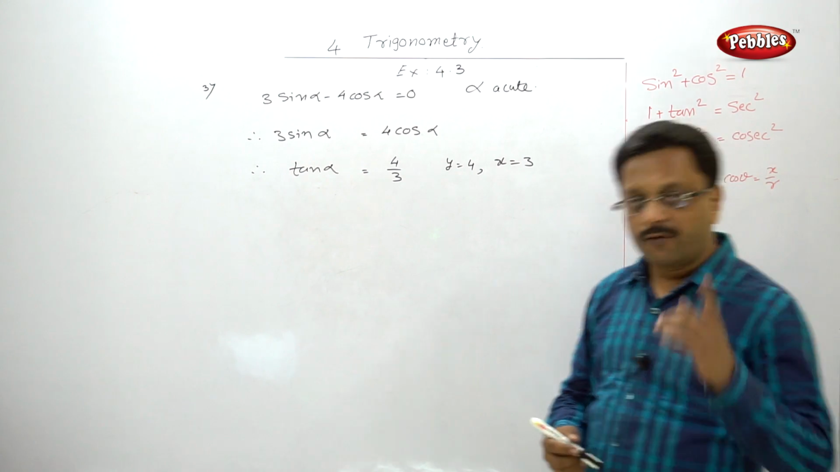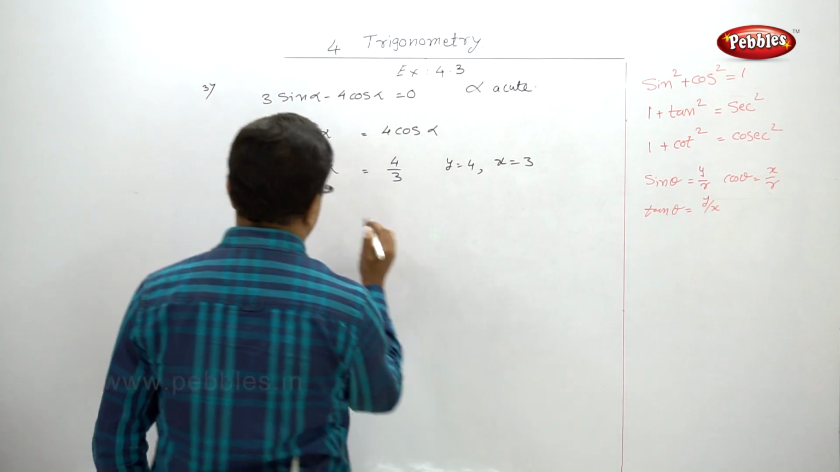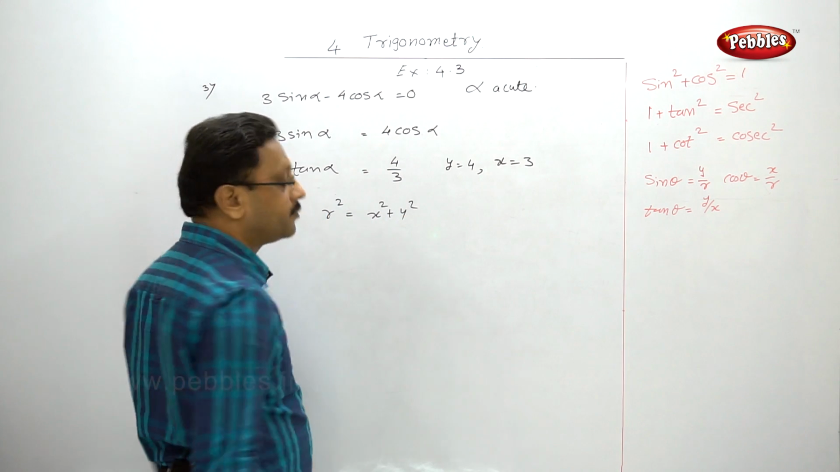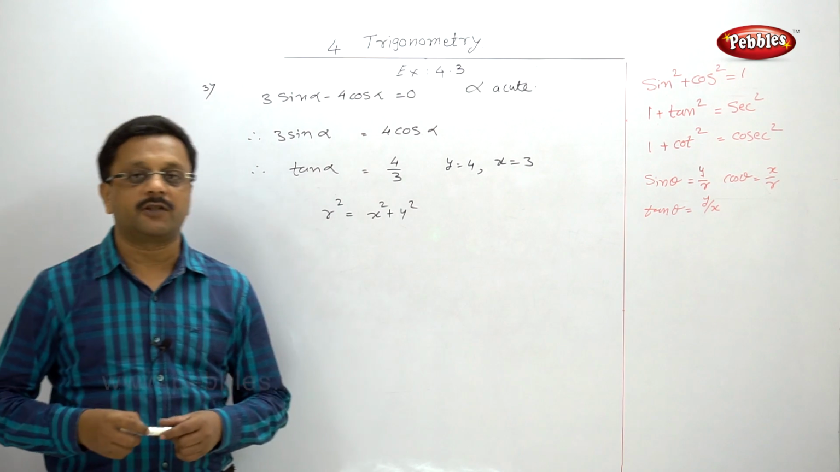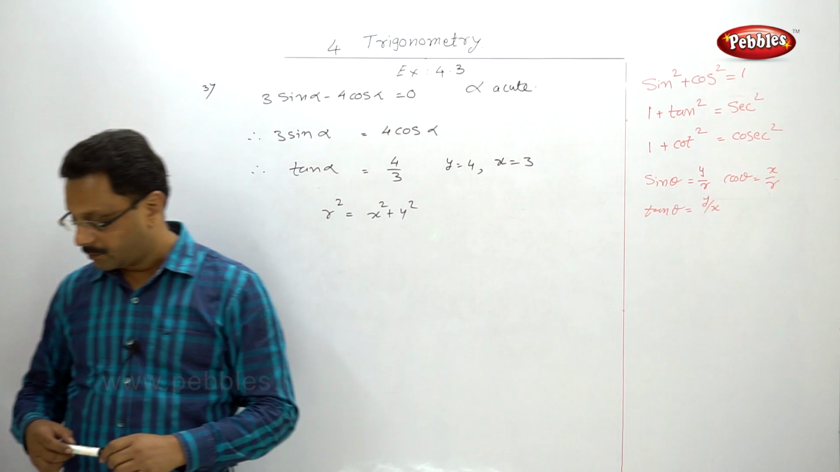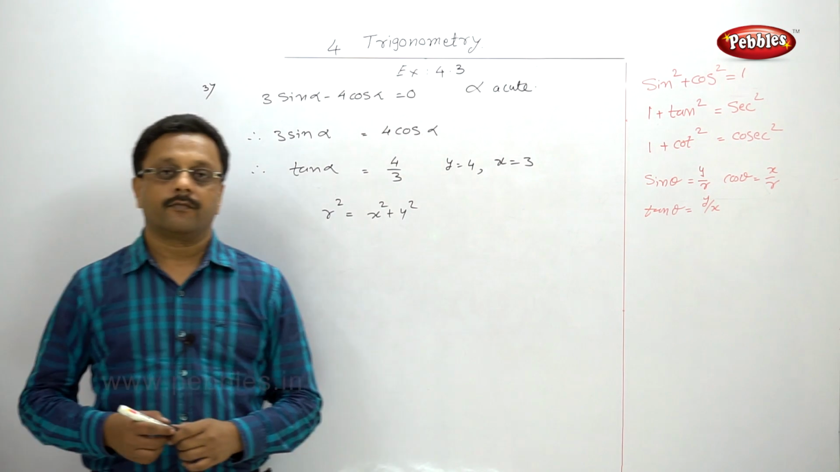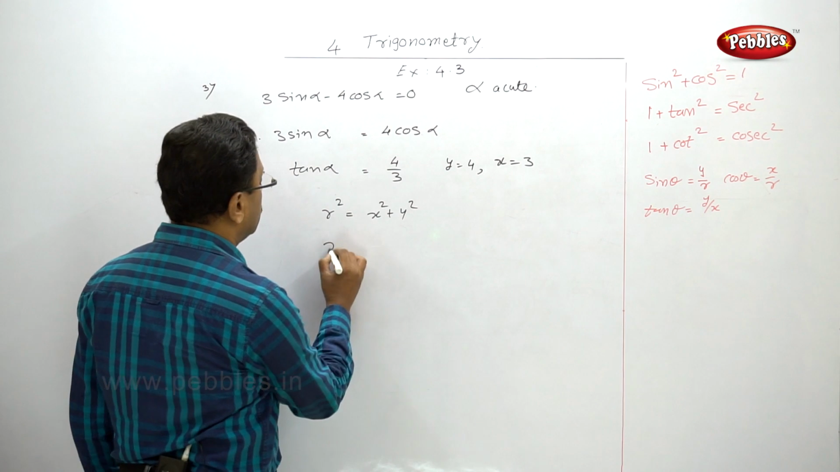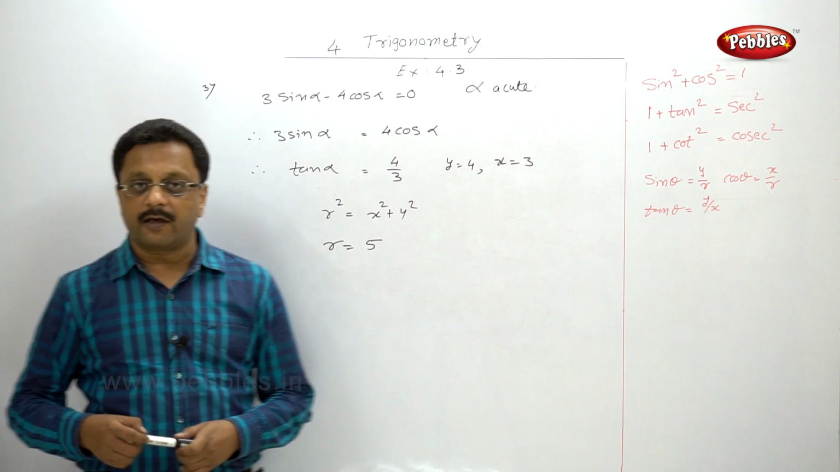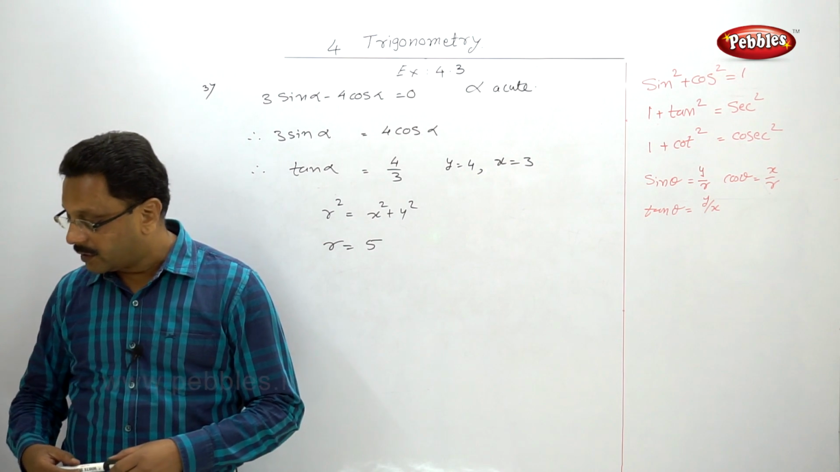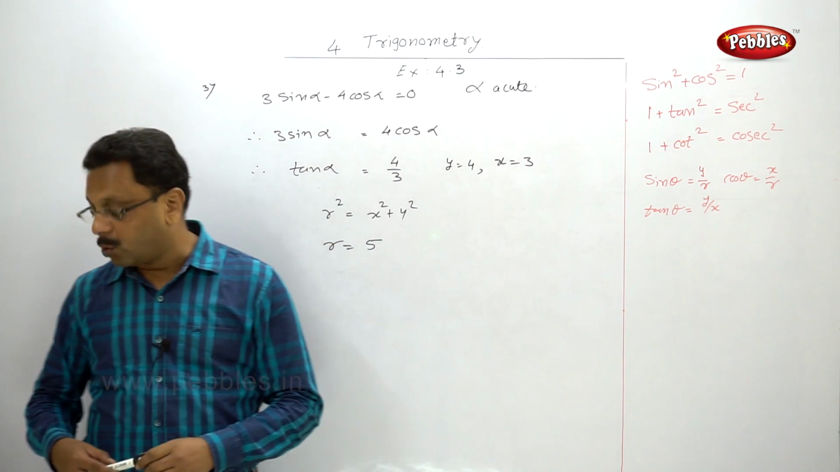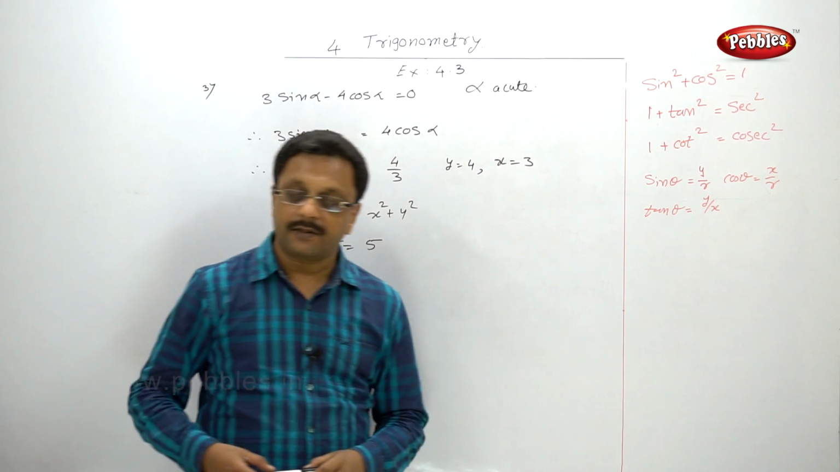So pause your video, find the value of r. r square is equal to x square plus y square, or r is equal to under root x square plus y square. Please pause your video and find out the value of r here. The value of r is 5. Once you get the value of r, you can easily find out what is asked, that is tan alpha, sec alpha, inverse of cos, and cosec alpha, inverse of sine.